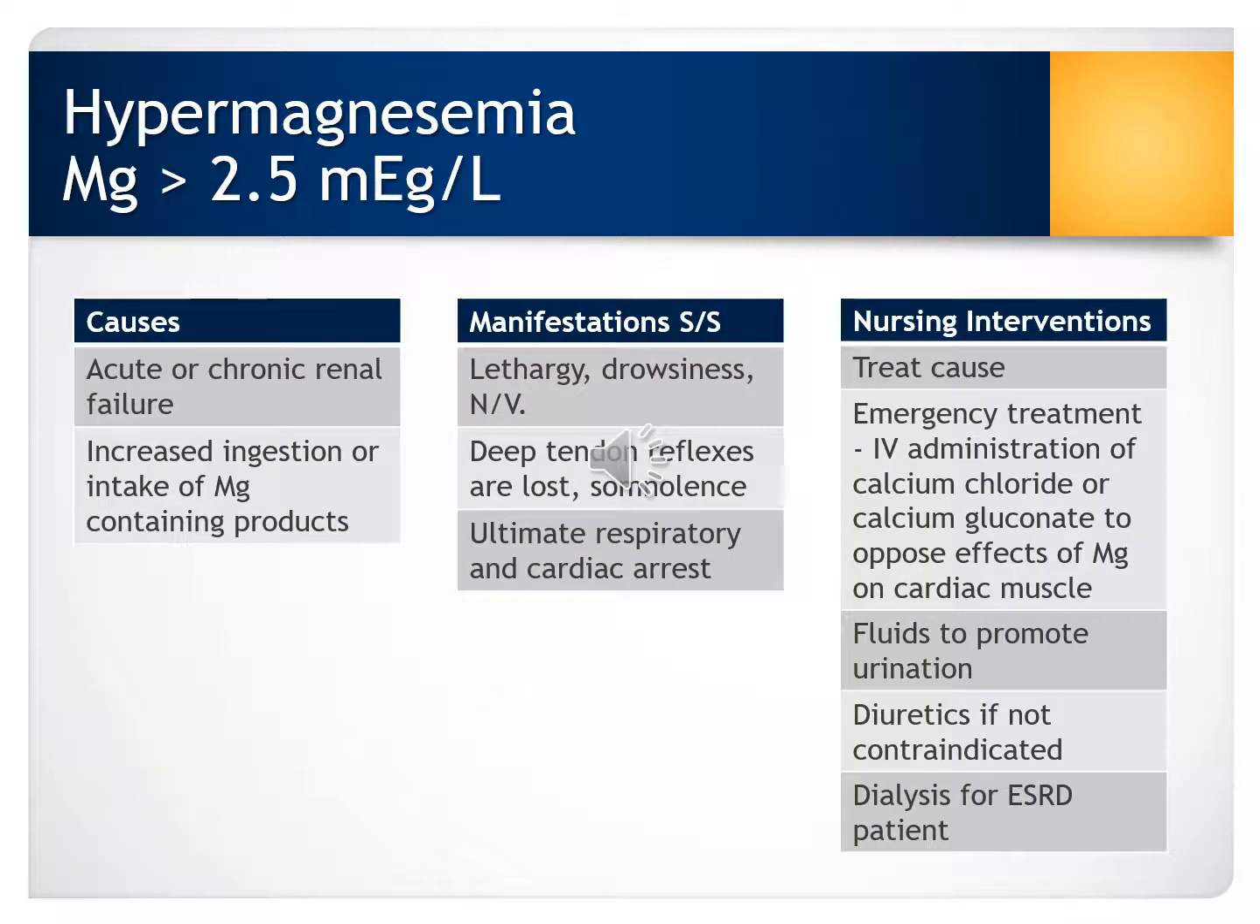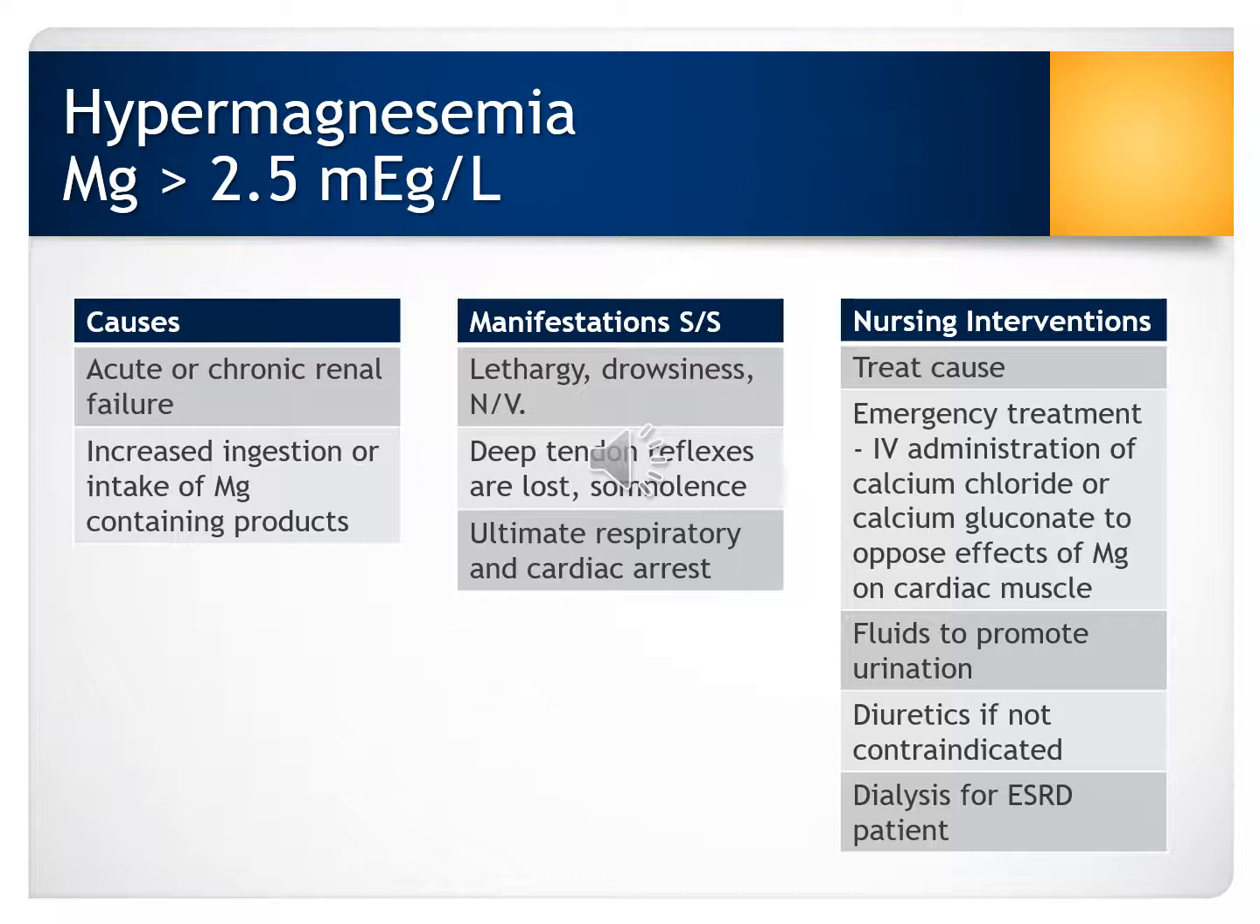High magnesium levels are typically caused by acute or chronic renal failure, again because of the kidney's inability to excrete the magnesium. This can also happen from increased ingestion of magnesium-containing products. A few to mention would be Maalox or milk of magnesia. Signs and symptoms of high magnesium levels can include lethargy, drowsiness, nausea and vomiting. Some of their deep tendon reflexes may be lost, and you may see the patient very sedated. There can be, in severe cases, respiratory and cardiac arrest.